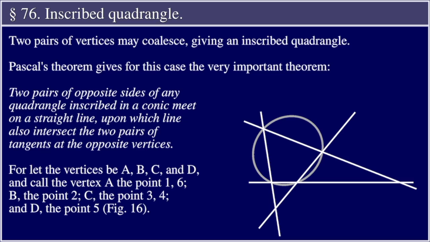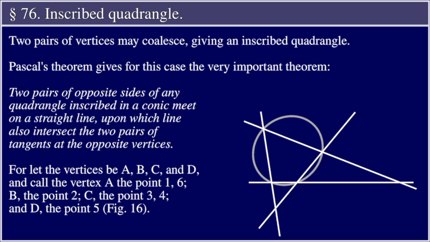Section 76. Inscribed quadrangle. 2 pairs of vertices may coalesce, giving an inscribed quadrangle. Pascal's theorem gives for this case the very important theorem: 2 pairs of opposite sides of any quadrangle inscribed in a conic meet on a straight line, which line also intersects the 2 pairs of tangents at the opposite vertices.